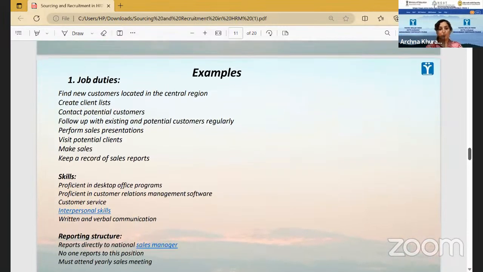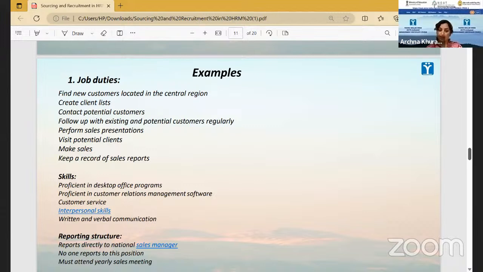Then examples of job duties that the person will have to perform here: finding new customers located in that region, creating a client list, contacting potential customers, following up with existing and potential customers, performing sales presentations, visiting potential clients on a regular basis, making sales, obviously, and then keeping a record of the sales report that is designed and developed by the person.